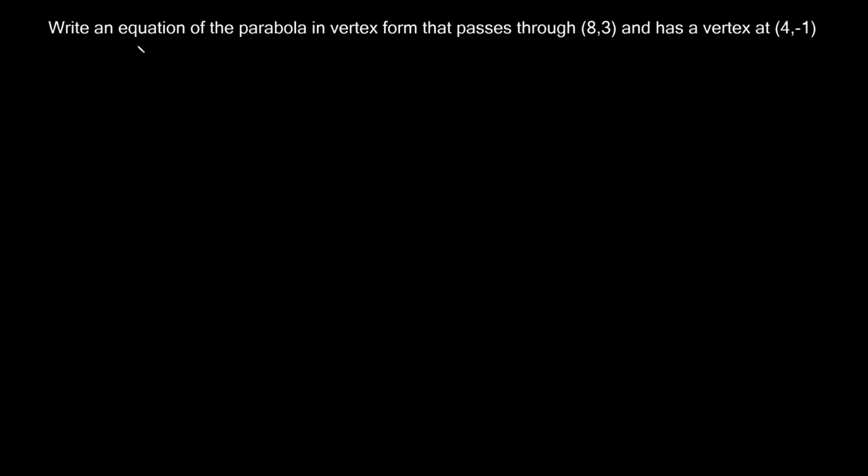So in this video, I'm going to teach you how to write an equation of a parabola in vertex form that passes through a point, so here it's (8, 3), and has a given vertex, which here is (4, -1), all right? So the first thing you want to do is just write down the vertex form of a quadratic equation, which is y = a(x - h)^2 + k, all right? This is our starting point.